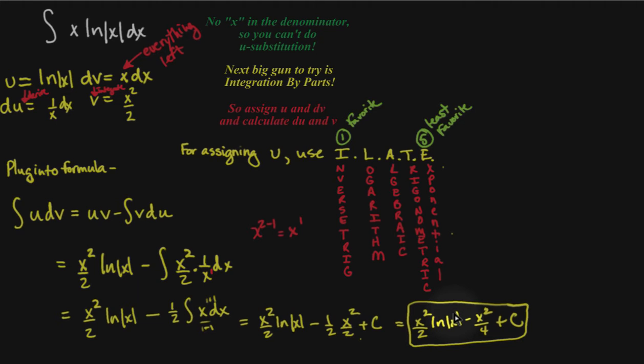This should be your second big gun after u substitution. If you can't do any algebraic or trigonometric manipulation, then you try u sub first. If that doesn't work, in this case we didn't have the x in the denominator with the ln, so then we tried integration by parts.